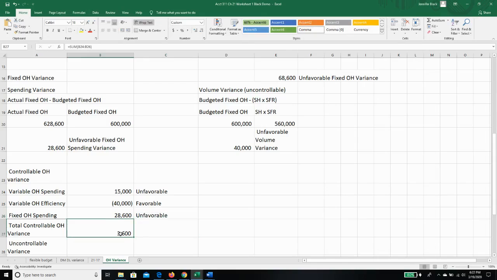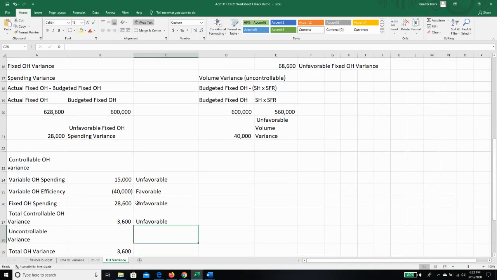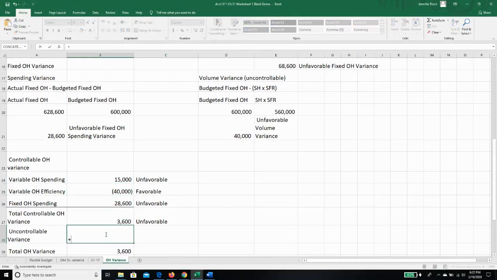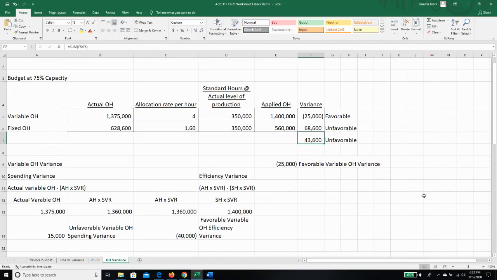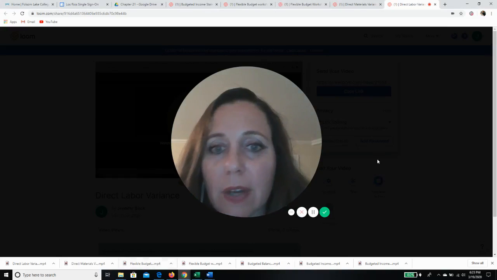So my total controllable variance was only 3,600, and we're looking at these big numbers and that looks terrible, but overall our plant manager did okay, right? They only came up 3,600 over where they should have been. So they went over in some areas and then they compensated for it in other areas. Our uncontrollable variance was the 40,000 volume variance. So our total overhead variance is 43,600, and that's exactly what we had, 43,600 unfavorable. All right, so that's how we do our overhead variances.